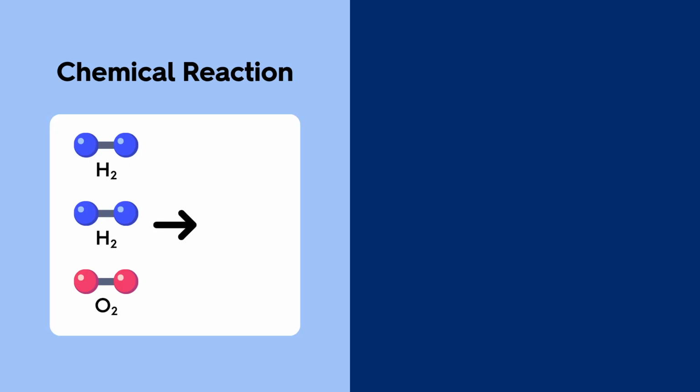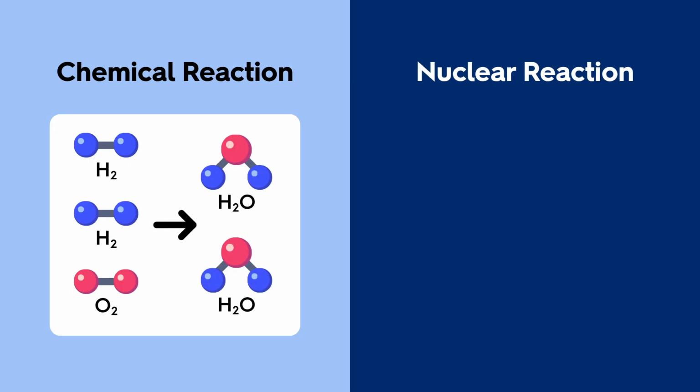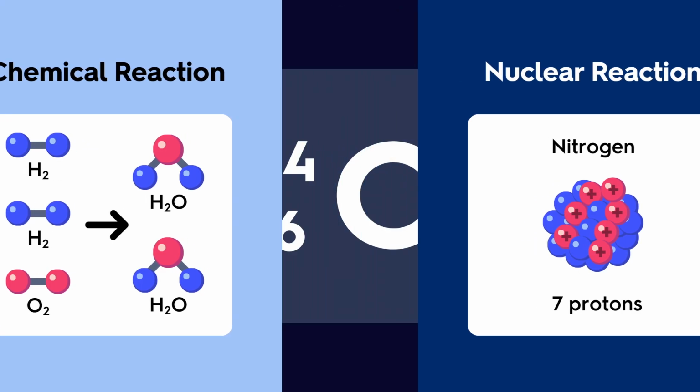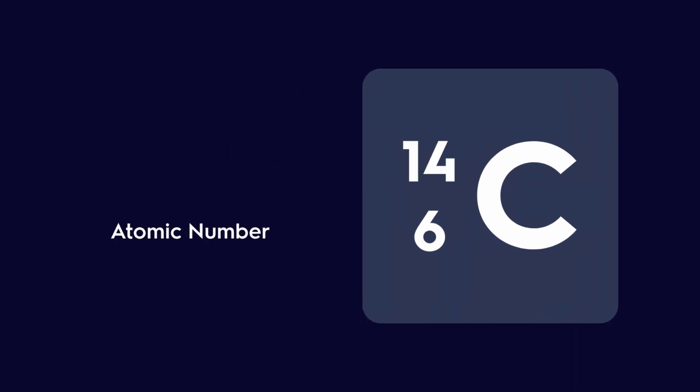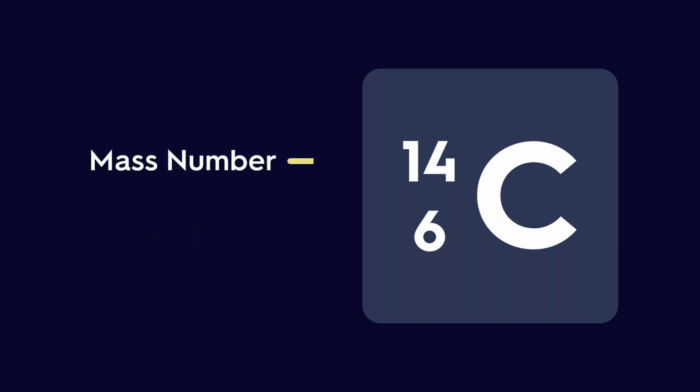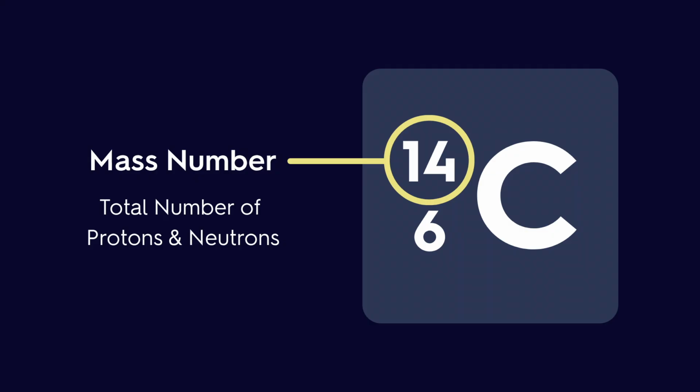First, here is the key difference. In a chemical reaction, atoms get rearranged, but each element keeps its identity. In a nuclear reaction, something changes inside the nucleus. If the number of protons changes, the atom becomes a different element. To keep track of nuclei, we use nuclide symbols. The atomic number tells you how many protons are in the nucleus, and that decides the element. The mass number tells you the total number of protons and neutrons.